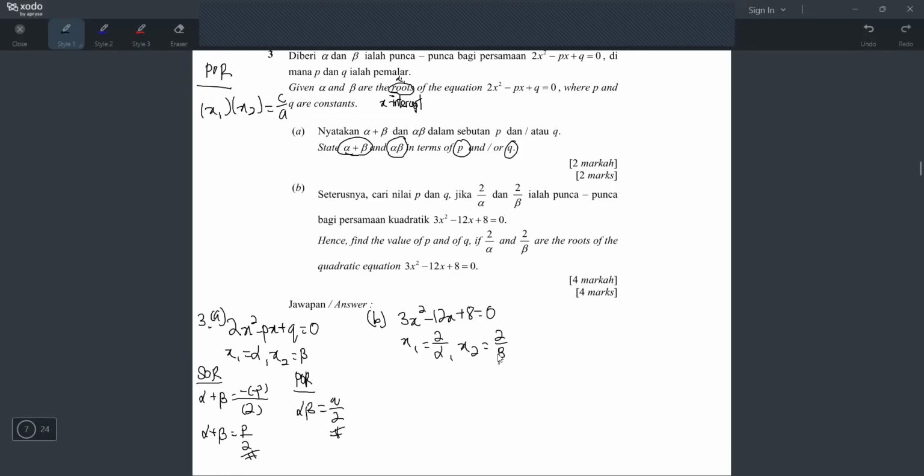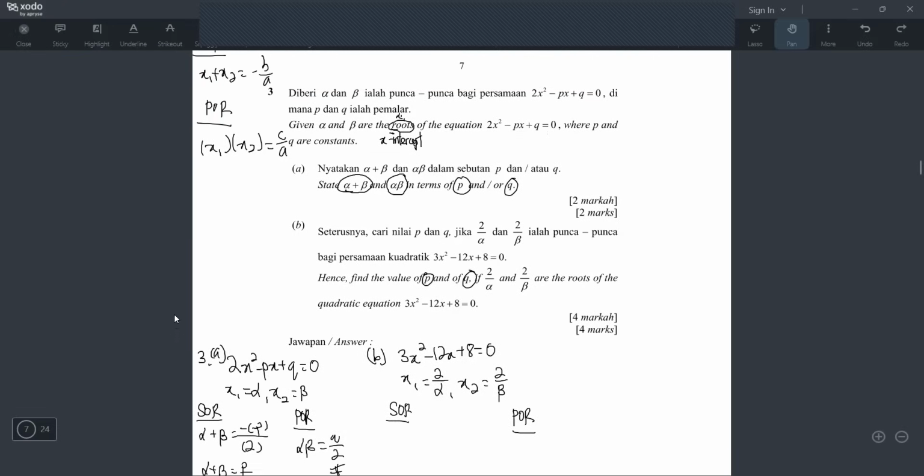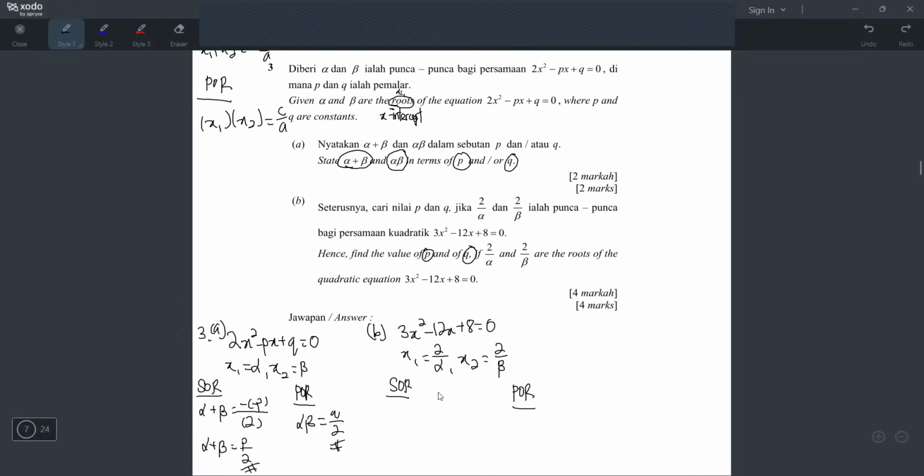And I'm sure this alpha and this beta are the same as the alpha and beta in the previous question. It means I can use the previous question's answer to help me solve this question, right? So you will do the sum and product method also. But don't forget, they want you to find P and Q. So we do the sum first. What is the formula? X1 plus X2 equals negative B over A. So take 2 over alpha plus 2 over beta equals negative B over A.